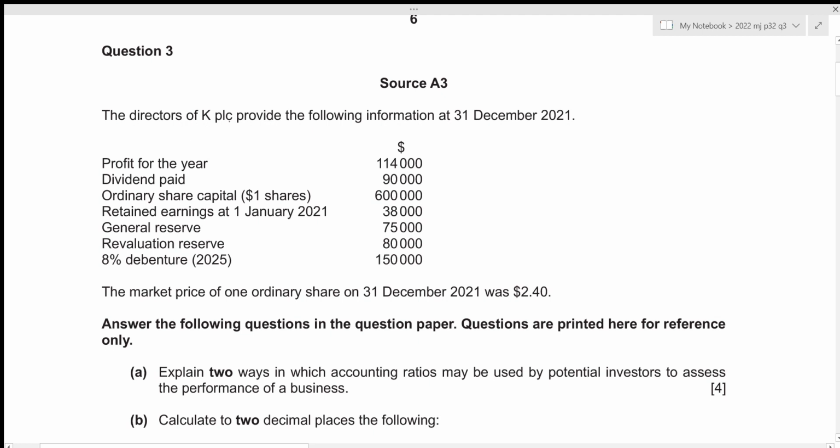The directors of KPLC provide the following information at 31st December 2021. We are given profit for the year, dividend paid, ordinary share capital, retained earnings, general reserve, revaluation reserve, and debenture. We're also told that the market price of one ordinary share on 31st December 2021 was 2.40. Firstly, we need to explain two ways in which accounting ratios may be used by potential investors to assess the performance of a business. We could compare it with another company in the same trade in the same year, or we could compare the performance with the previous years of the same business. Let's write it down.